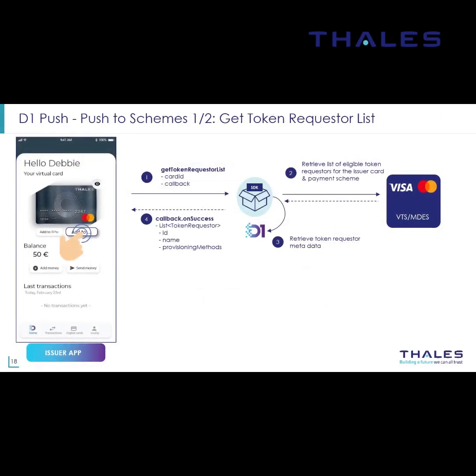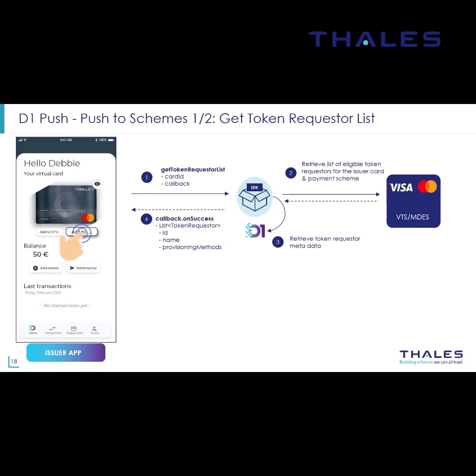Push to schemes. Get token requester list. Digital cards can also be pushed via the D1 SDK to other token requesters supported by TSPs, such as Netflix or Amazon. This feature is typically visualized to the user as an Add to button for a particular card. To start the process, the app will first need to call the SDK API Get Token Requester List and supply a card ID. The SDK will get the list of eligible token requesters from the TSP, as shown in step number 2.